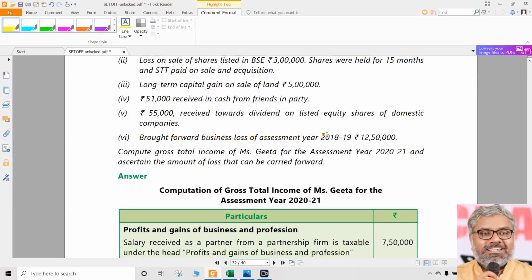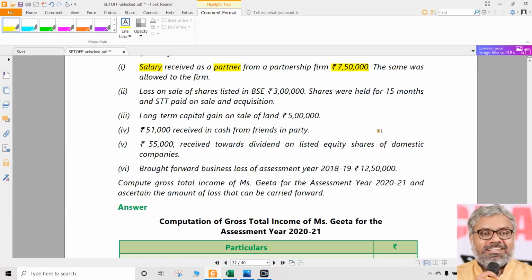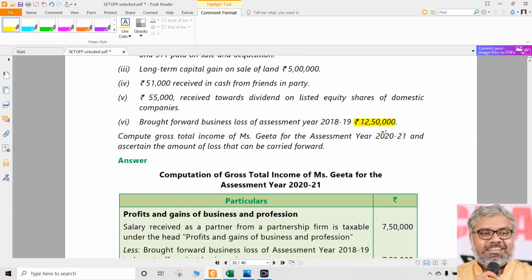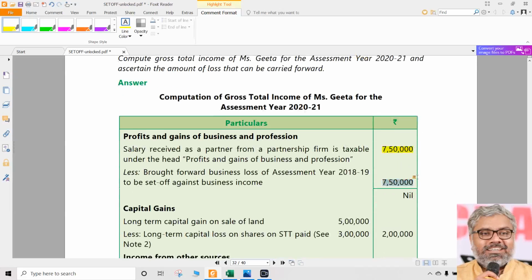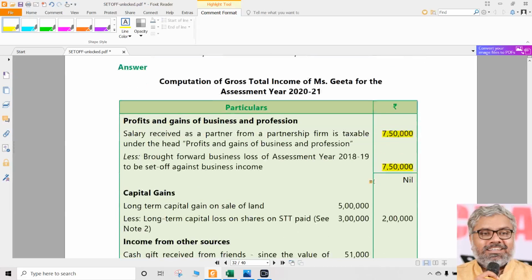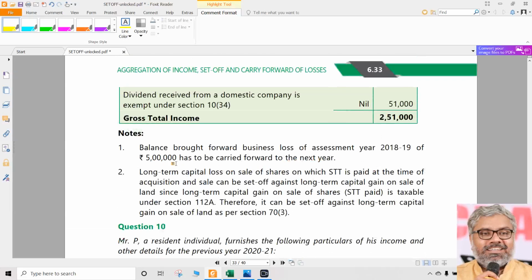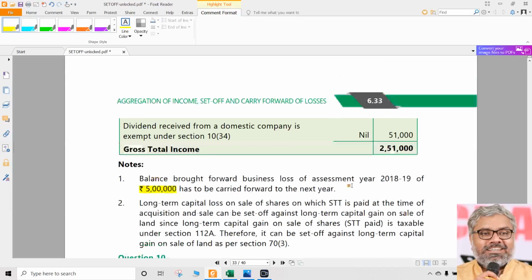Brought forward business loss of assessment year 18-19 is 12,50,000 rupees. So brought forward business loss can be set off against PGBP only, under the same head, and we have 7,50,000 available here. Can this be set off against this? Absolutely yes, there is no problem. But 5 lakhs is still to be carried forward to next year. So it's a simple question. 7,50,000 is the PGBP and 7,50,000 is set off, which is coming from this 12,50,000, and the remaining 5 lakhs has to be carried forward for the next years.